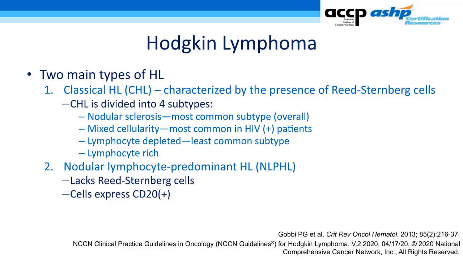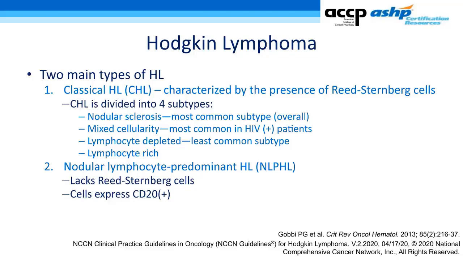There are 2 main types of Hodgkin's lymphoma. First is called classical Hodgkin's lymphoma, which is characterized by the presence of those Reed-Sternberg cells, those 2-eyed owls, or the double nuclei cells, if you've ever seen pictures of them. Classical Hodgkin's lymphoma is further divided into 4 subtypes, which are listed for you here. But the subtype of classical Hodgkin's lymphoma doesn't really dictate choice of treatment. It's going to be more based on the stage.